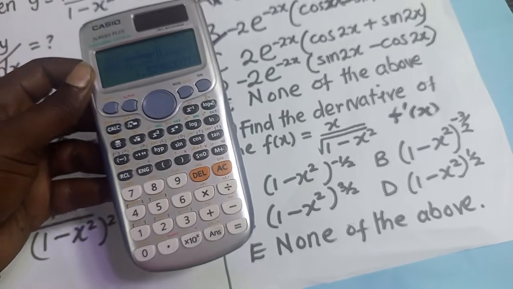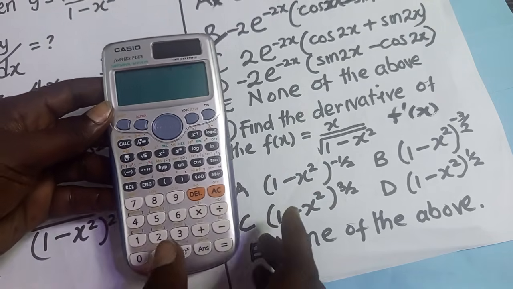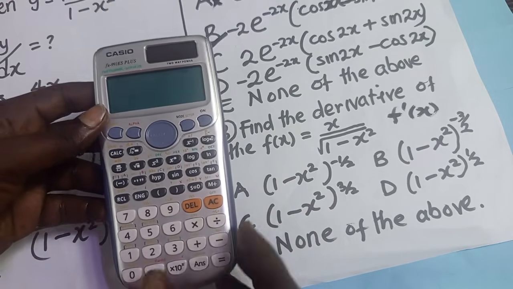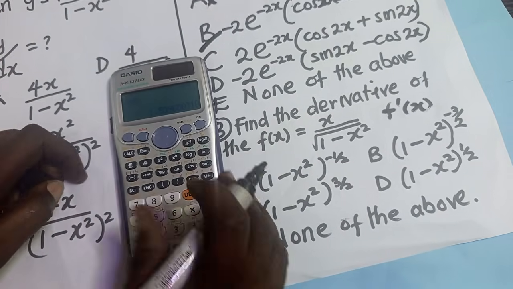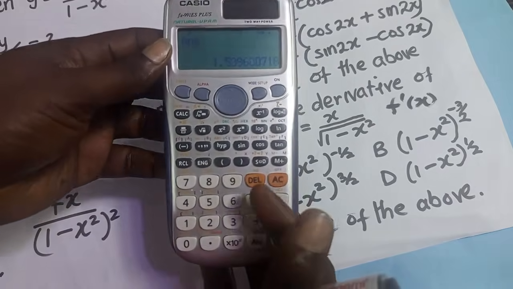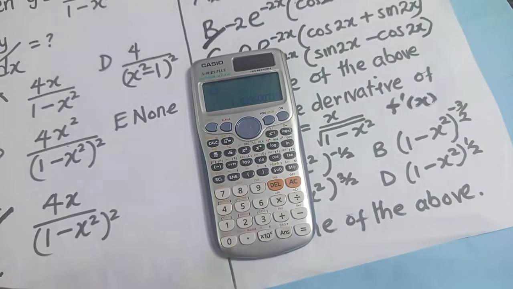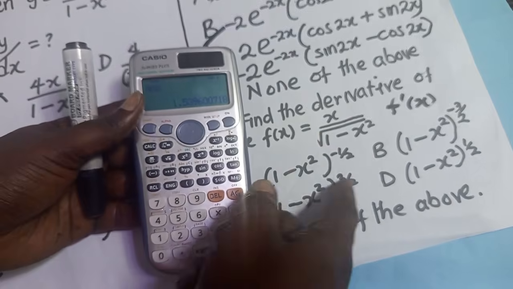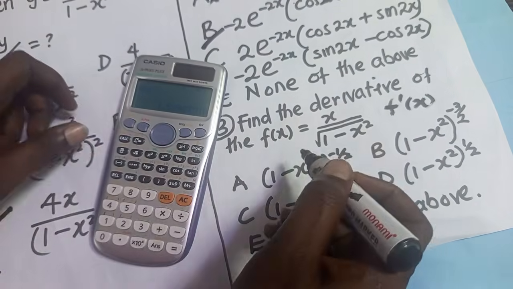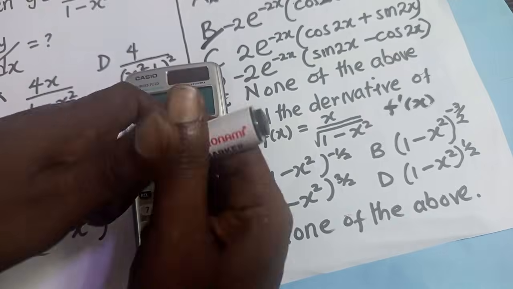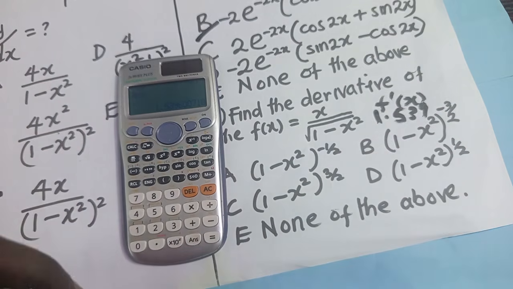If you use 0.5, what do we have? 1.539. So we check the others. Let me write it down: 1.539. Or let me store it. You can store the answer by pressing Shift Store. You store the answer so that you can bring it out. That means anything you get in the options should be looking like this: 1.539. Just leave it like that.